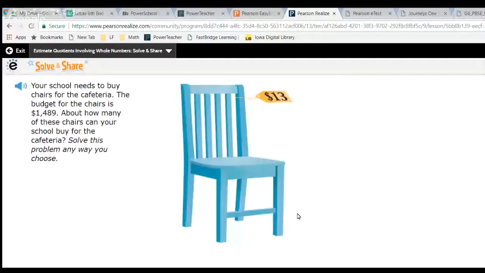So our solve and share says, your school needs to buy chairs for the cafeteria. The budget for the chairs is $1,489. About how many of these chairs can your school buy for the cafeteria? You may solve this problem in any way you choose. It will take about 3 or 4 minutes to solve this problem.